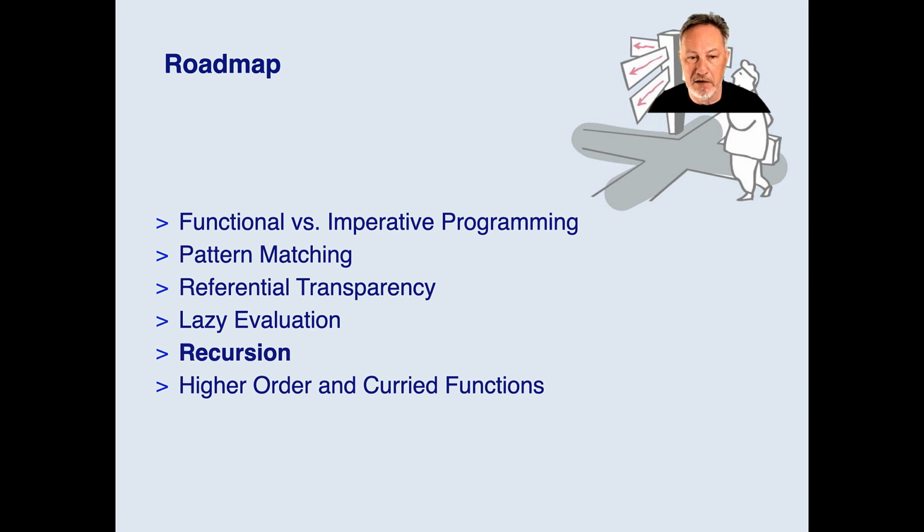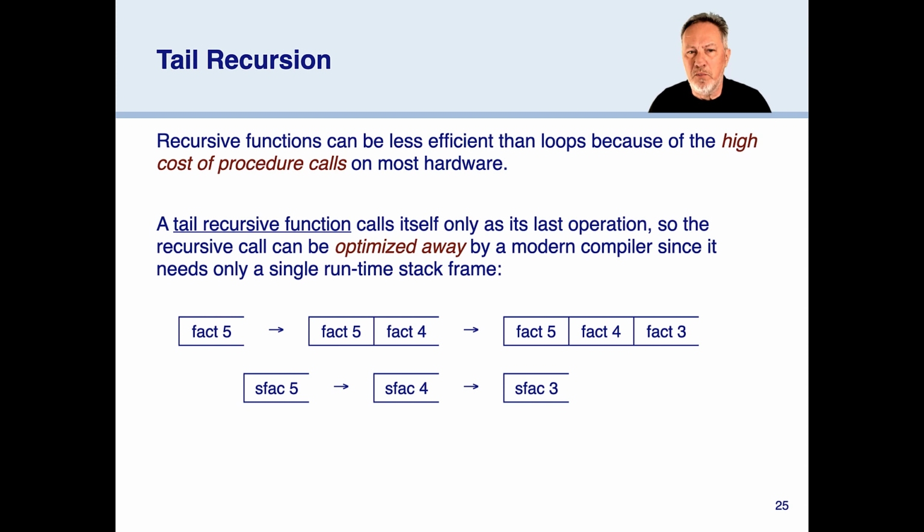Now, let's take a closer look at recursion in pure functional languages. In principle, recursive functions can be less efficient than loops because the cost of procedure calls is fairly high, because you have to create an activation record for every function call and maintain a runtime stack of function calls in order to evaluate these functions. So you're pushing and popping on the runtime stack, and that's more expensive than a simple loop.